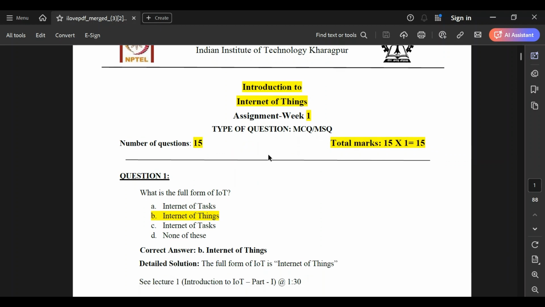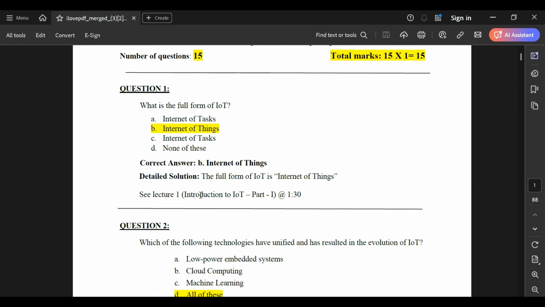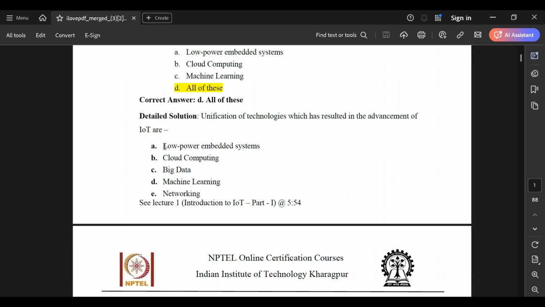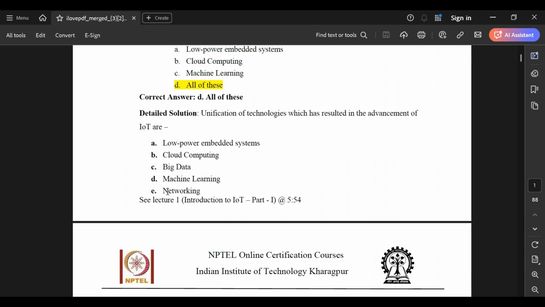So the first question in the first assignment is here. You can see out. Okay, what is the full form of IoT? You can say it is Internet of Things. Then moving to the next question, which of the following technologies have unified and has resulted in the evolution of IoT? It is low power embedded system, cloud computing, machine learning, all of these. You can see detailed solution is also here, so you can read it out.